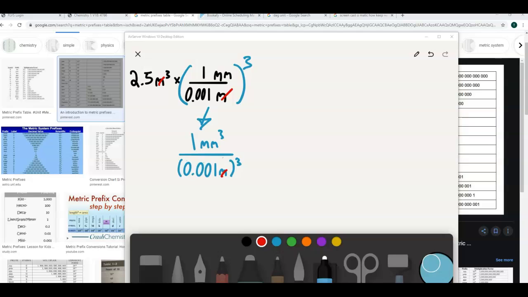Yeah, looks good. So let's do this math. Okay, so it's going to essentially just be 2.5 divided by 0.001 cubed, okay? All right, and you're going to get a pretty big number. I'll write it out. See if I have room to write it out.